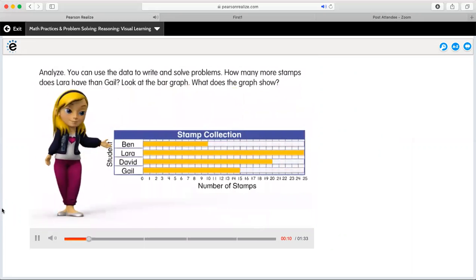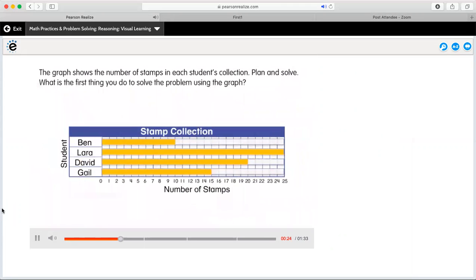Analyze. You can use the data to write and solve problems. How many more stamps does Laura have than Gail? Look at the bar graph. What does the graph show? The graph shows the number of stamps in each student's collection. Plan and solve. What is the first thing you do to solve the problem using the graph?